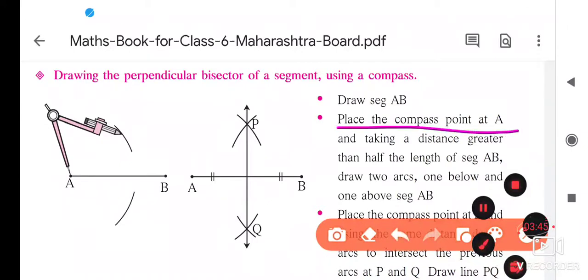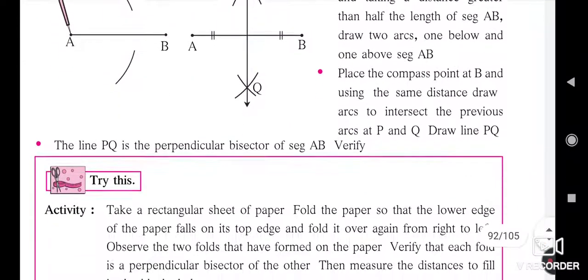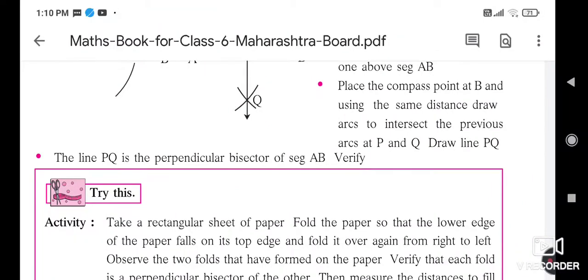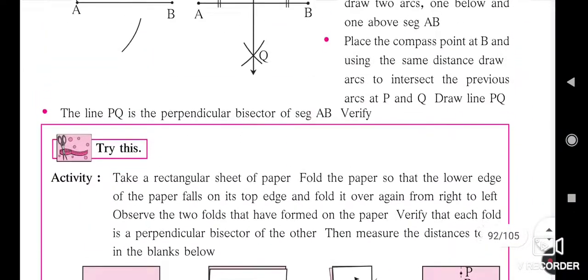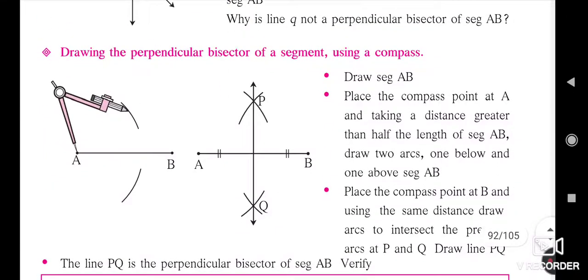Now we will read the steps and then I will show you. Place the compass point on A and take a distance greater than half the distance, so we take more than half the distance in our compass, and draw arcs one below and above the seg AB. Place the compass point on B, using the same distance without changing it, and draw arcs which intersect the previous ones at P and Q. Draw PQ, and then PQ is the perpendicular bisector of AB. Now I will show you how to do this.